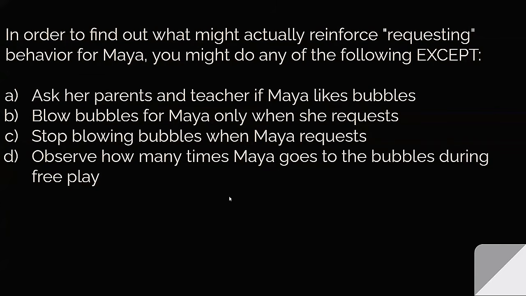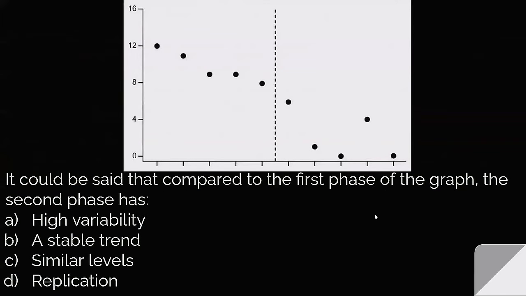All right. It could be said, it will be said, I'm sure, that compared to the first phase of the graph, the second phase has high variability, a stable trend, similar levels, or replication.